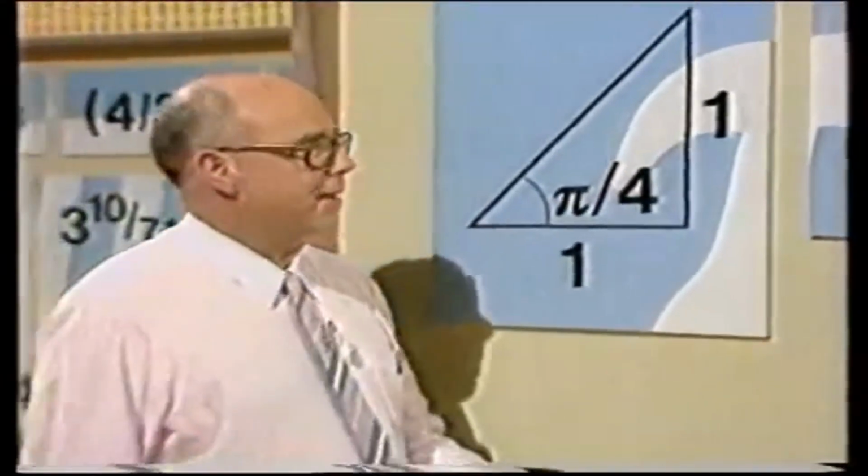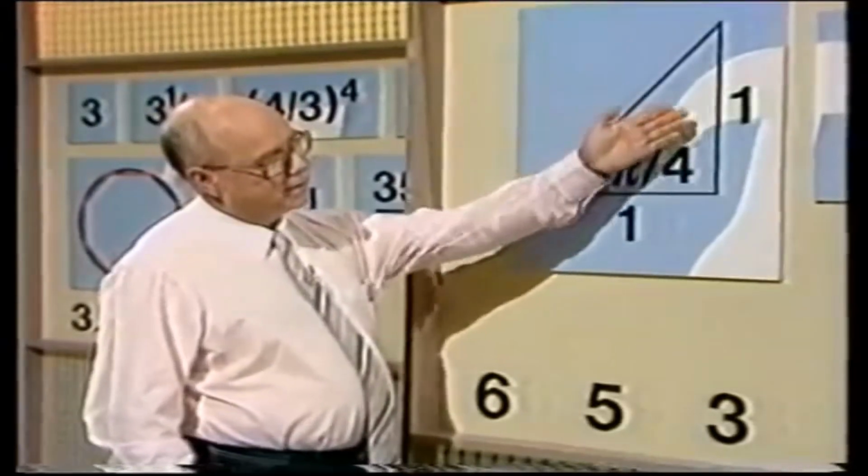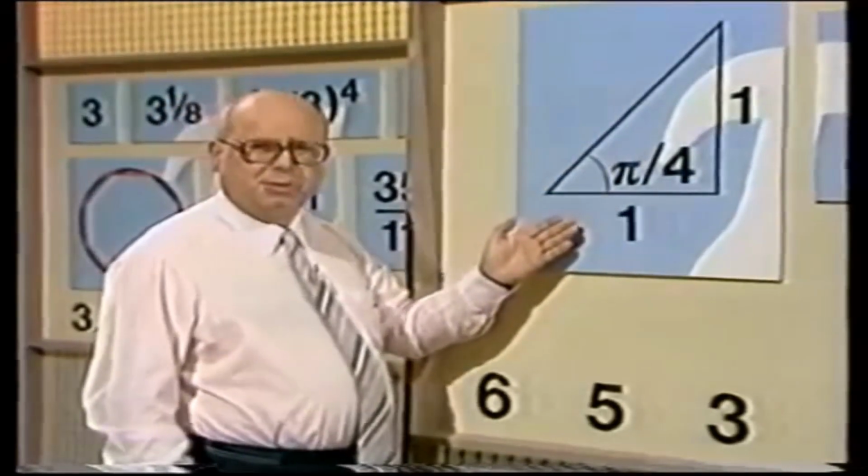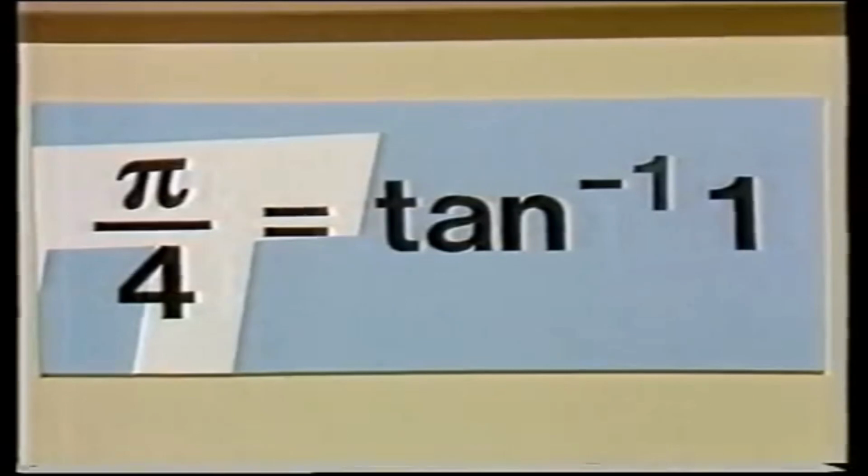To see what was involved in this new approach, look at this right-angled triangle. As you can see, tan(pi/4) is 1. And so, pi/4 is tan^-1 of 1. Or pi is 4 tan^-1 of 1. But how do we calculate this?